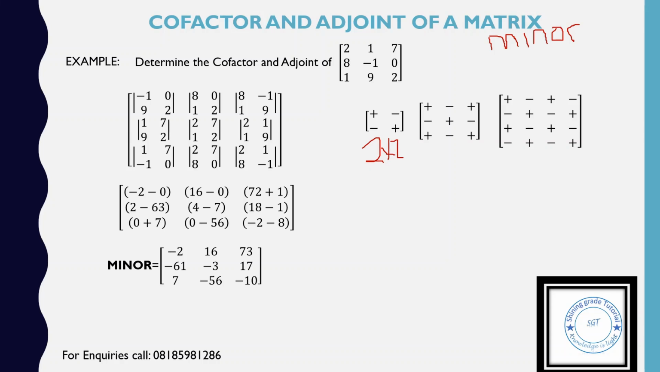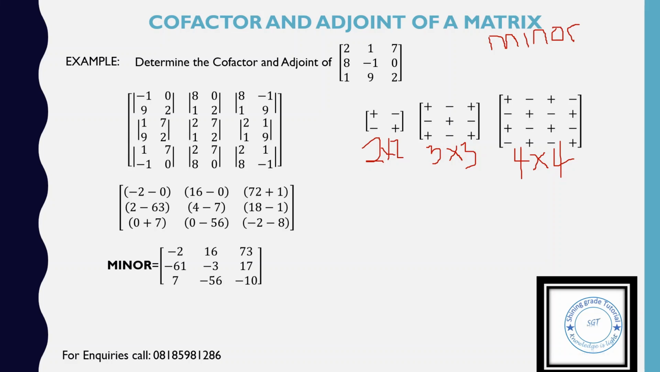This is for 3 by 3, and this is for 4 by 4. So for 2 by 2, we have plus minus, minus plus. For 3 by 3, plus minus plus, minus plus minus, then plus minus plus. We begin with plus above, so plus, then minus plus. We begin with minus now: minus plus minus, then plus minus plus.